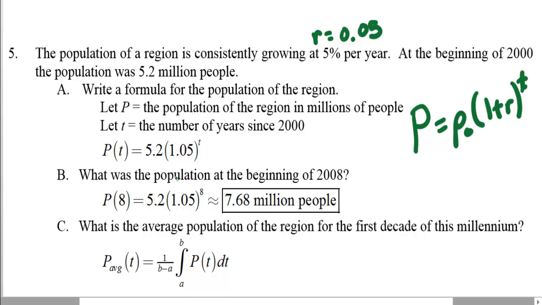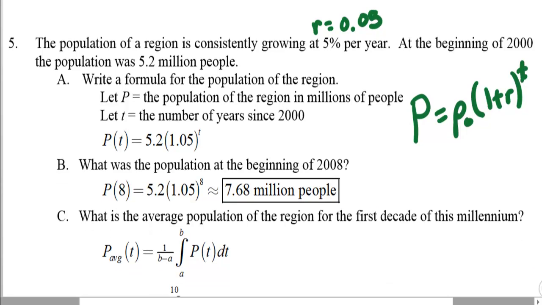So, moving on here, this is our formula. What's the population at the beginning of 2008? Now let's see, t is 0 at 2000 at the beginning. So the beginning of 2008, t equals 8. So it's just p of 8. So you take this and plug in 8 here, work that out on your calculator. It's about 7.68 million people.